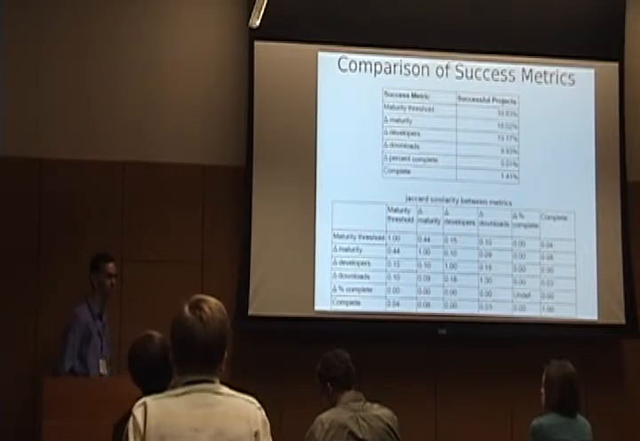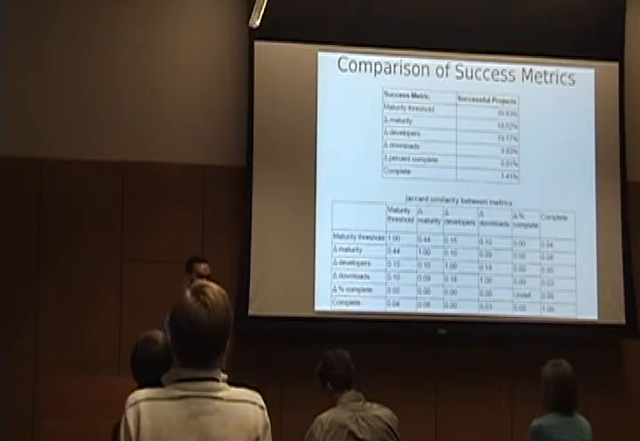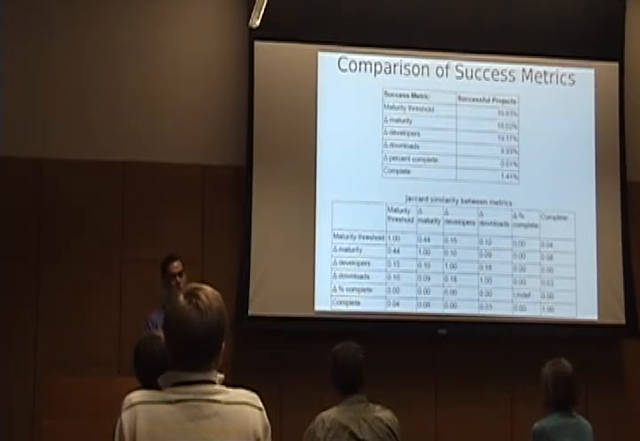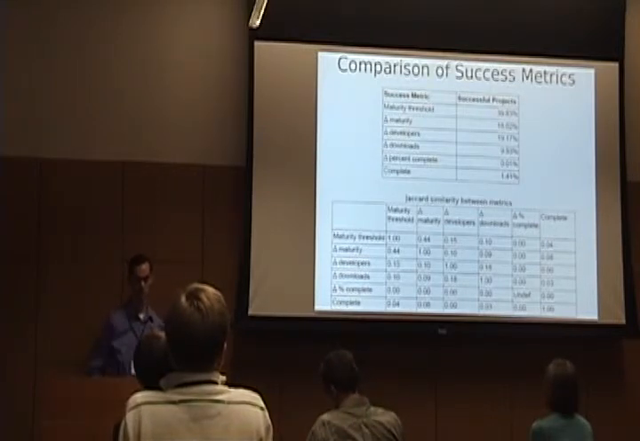So maturity threshold is essentially saying, if you've hit a beta stage or better, you've created some useful functional software, we're going to consider you successful. Change of maturity essentially is saying that in some given amount of time you need to be moving between maturity stages, demonstrating that the software is in fact progressing. Change in developer, same sort of idea. You have to have an increasing number of developers over a time period.